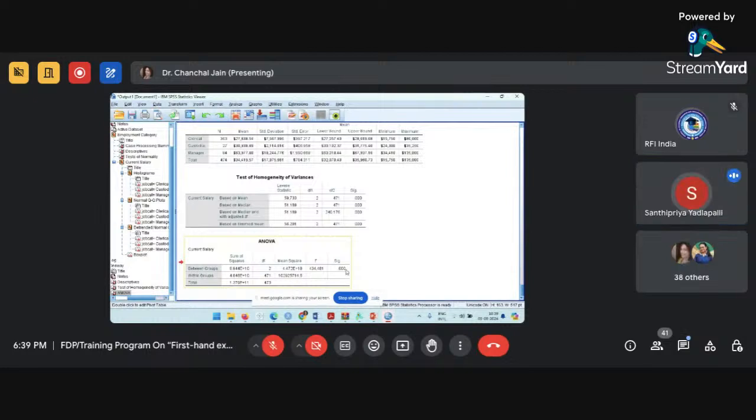Yes, ma'am. So what are we concluding? We are concluding that there is a significant difference in the mean salaries of the employees on the basis of their job category, right? Is it okay?